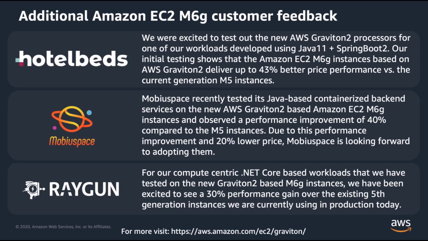And finally, Raygun is an interesting example. Those guys are running a .NET Core workload on Linux, and with the Graviton2 based M6G instances, they saw a 30% gain over the M5.